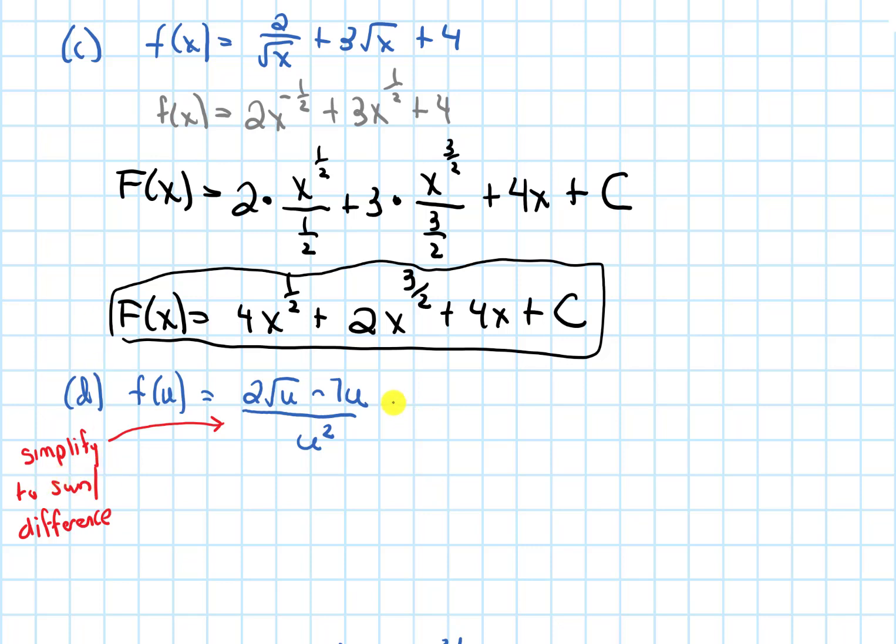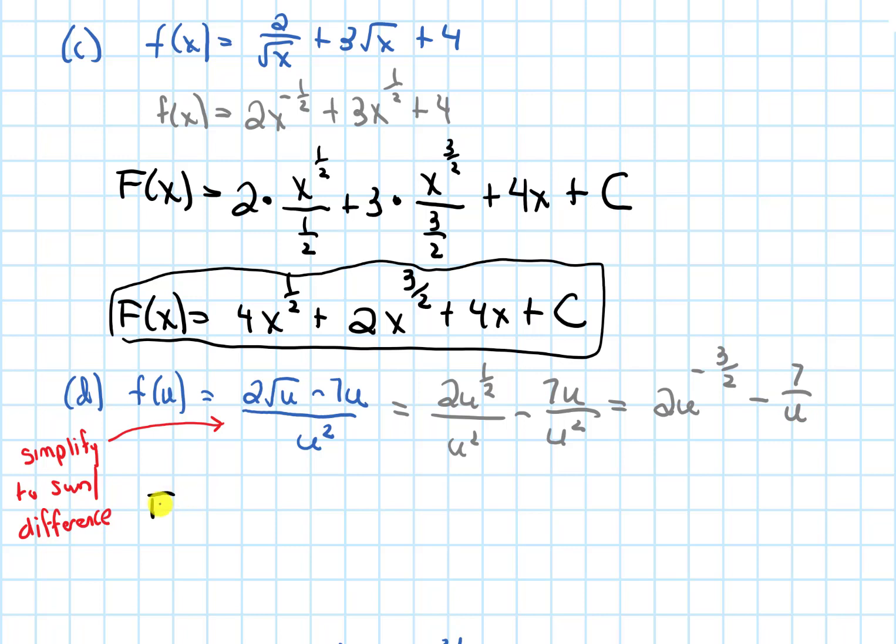So the way I can do that is, let me rewrite this as 2u to the 1/2, and then split it up into two fractions. So this over u squared, and then minus 7u over u squared. Because now this becomes 2u to the negative 3/2 minus 7 over u. And we know how to handle both of these.